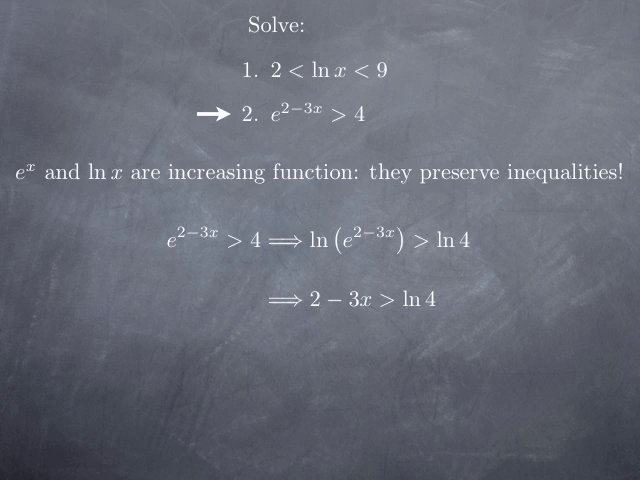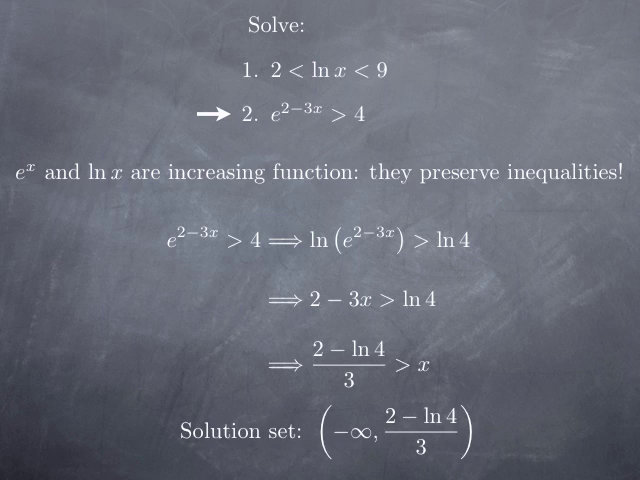And now this is simply a linear inequality. So I can, for instance, add 3x on both sides, subtract ln of 4 on both sides, divide by 3 on both sides, and I get that x is less than 2 minus ln of 4 divided by 3. In interval notation, that means the solution set is the interval from negative infinity to the number 2 minus ln of 4 over 3. And that doesn't include this endpoint.